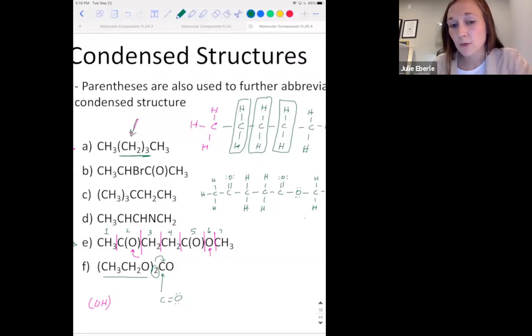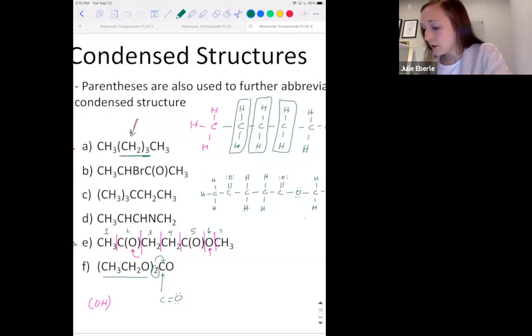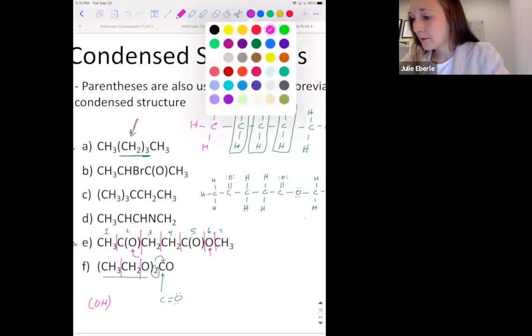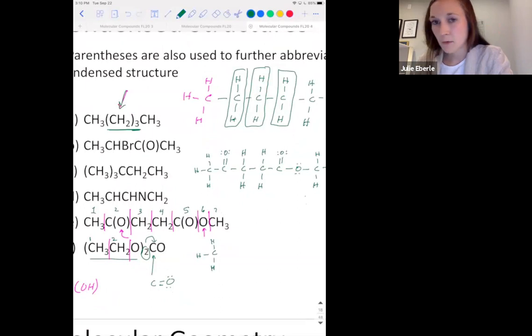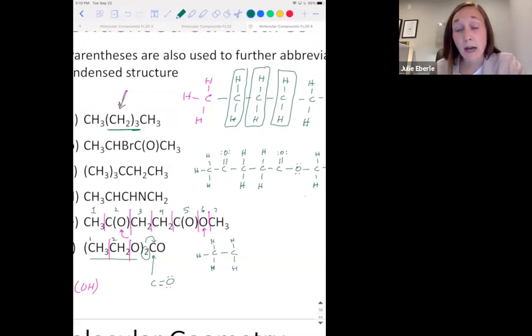So let's start drawing what this would look like. The group in the parentheses is a CH3CH2O. So let's look at that. I'm going to separate this parentheses into its own groups. I'm going to call this carbon 1 and carbon 2 in my group here. So I have my carbon 1, which is a CH3. Then I have a CH2. Okay, that leads us to our second carbon. So there's my C with an H up and an H down. That's a CH2. Then I have an oxygen.